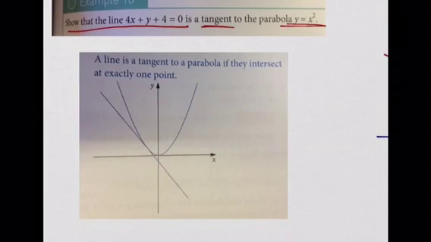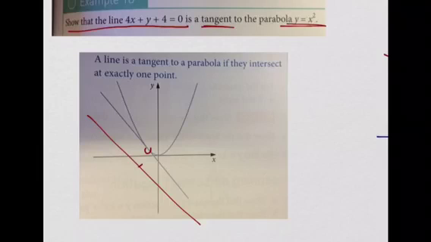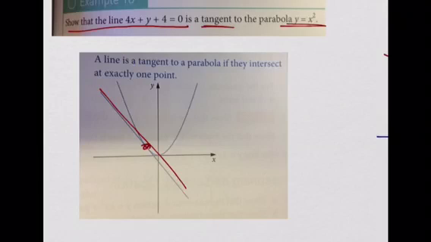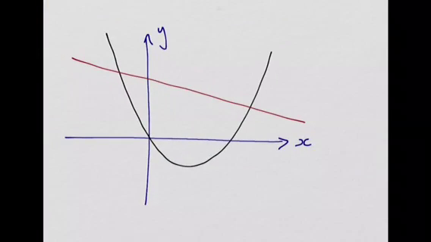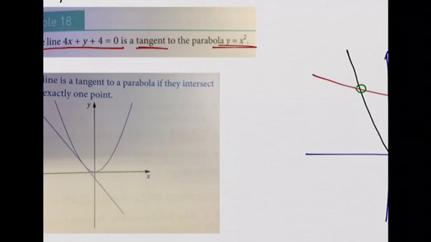A line is a tangent to the parabola if they intersect at exactly one point. Say the line was down here, it wouldn't actually intersect anywhere. The line can intersect at exactly one point, like this one drawn here, or the line could intersect at 2 points, like this one over here, where we've got our black parabola and our red line going through, and it intersects at 2 points.